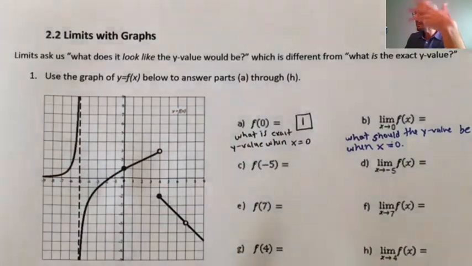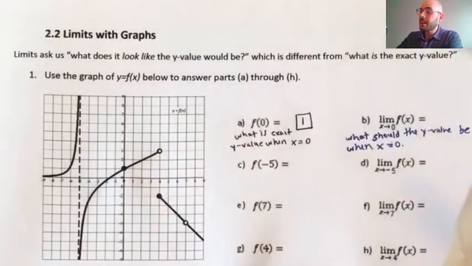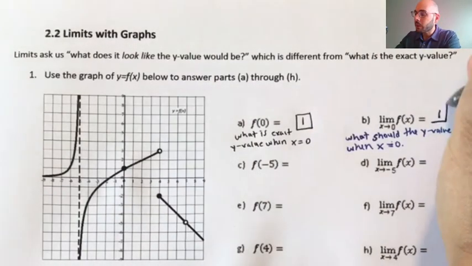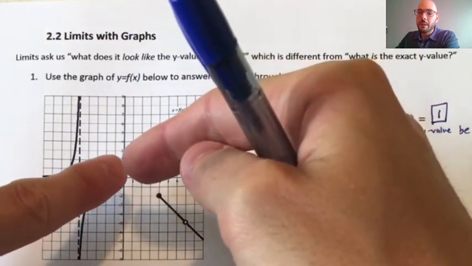I know it might seem weird at first. This is our first example. But trust me, the two-finger test will help a lot, especially as we move forward with more examples. So based on the two-finger test, it looks like the y value should be 1. My fingers met up, and they met up at the y value of 1.